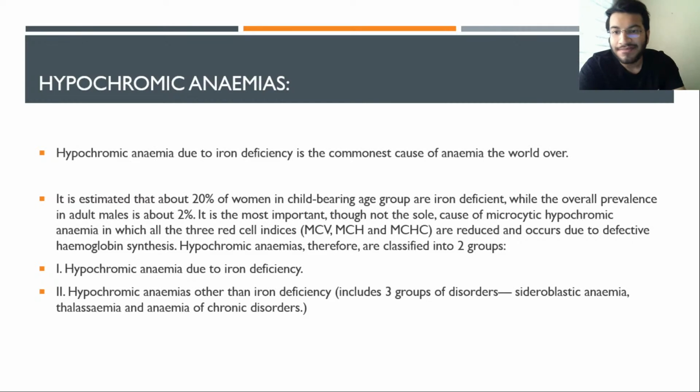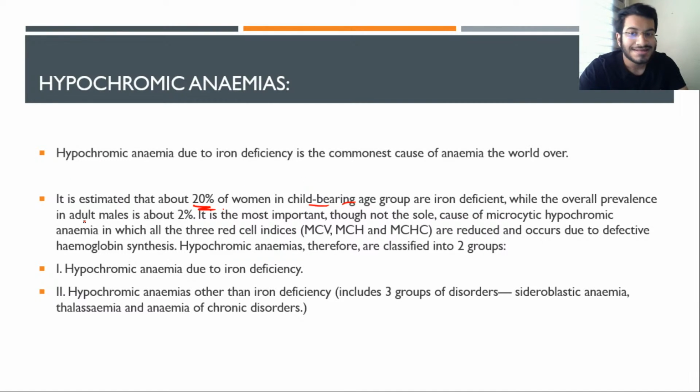So hypochromic anemia is the anemia that is due to iron deficiency, and this is the commonest cause of anemia worldwide. In India, it is estimated that 20% of the women in the childbearing age group are iron deficient, right? ये सब हम कल डिस्कस कर चुके हैं, so we will just be moving fast.